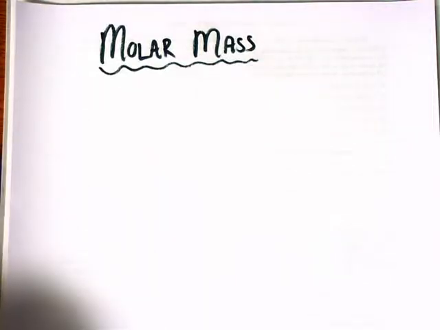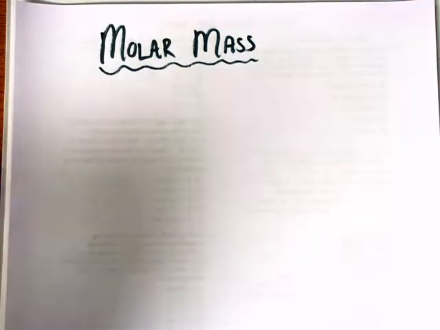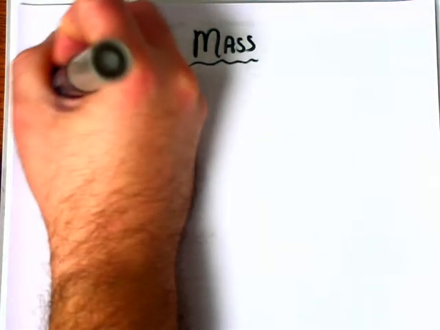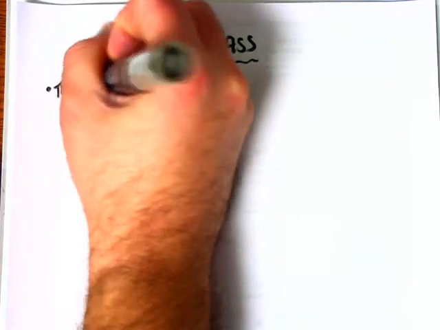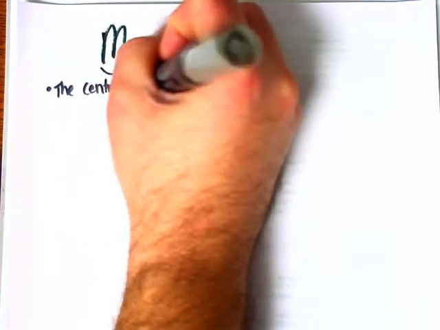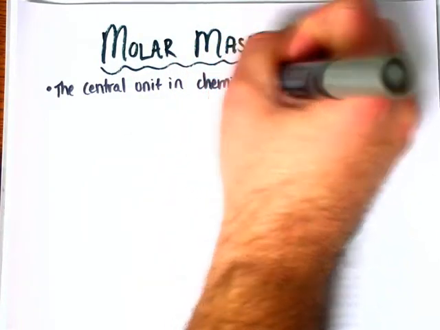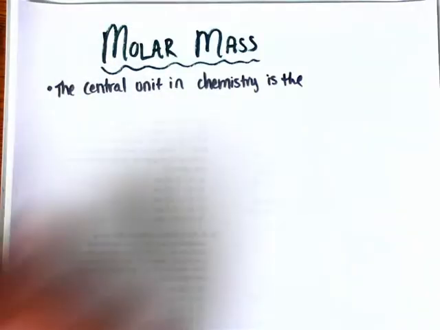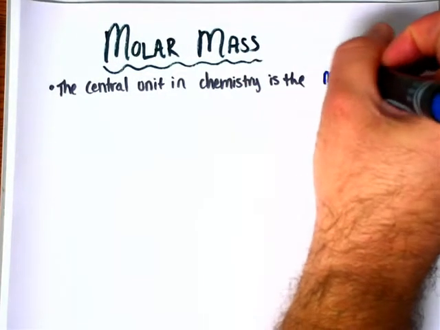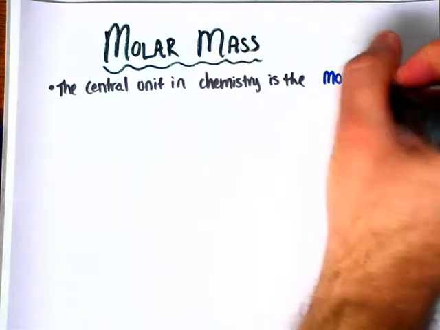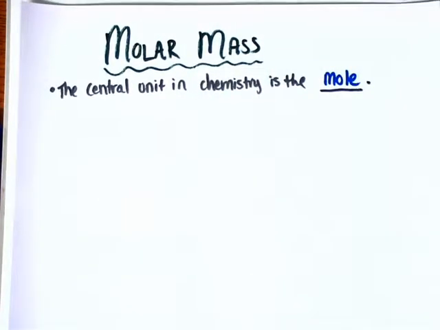Concept, so I'll just do my best. In chemistry, the central unit of chemistry, we could say, is a mole. It's kind of like the unit of dozen is used a lot in baking and pastries. So chemists would use moles.